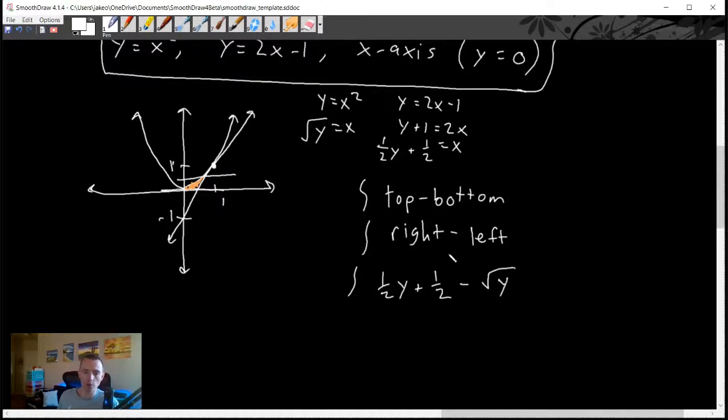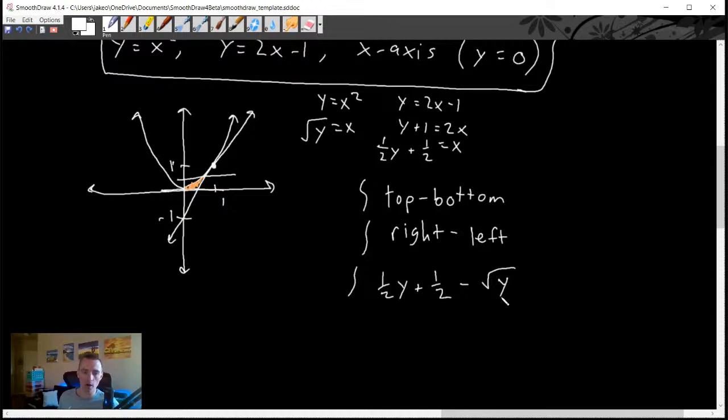Now, generally, when you do this right minus left, top minus bottom, you want to make sure to put parentheses around the left or the bottom function. In this case, it only has one single term, so putting parentheses there isn't going to make a difference because the negative sign doesn't have to distribute to multiple terms. So now this is the thing we're going to integrate.